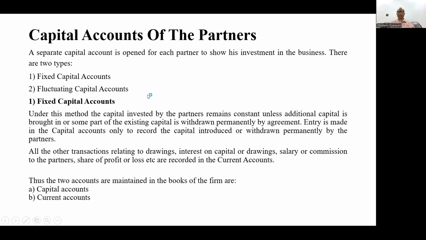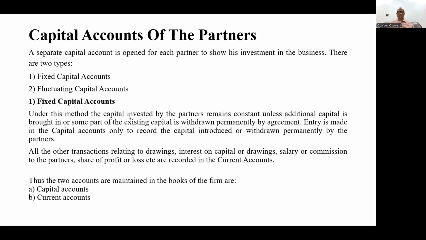A separate capital account is open for each partner to show his investment in the business. And there are two types of structure. There are two structures there. Number one is the fixed capital account and the fluctuating capital account. So under the fixed capital account, what are we talking about now?